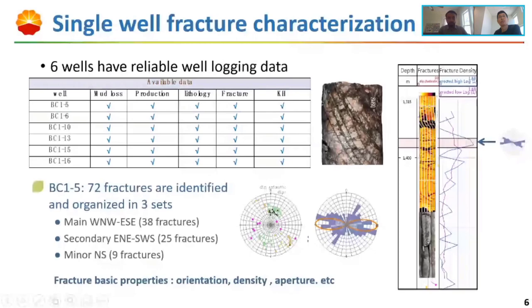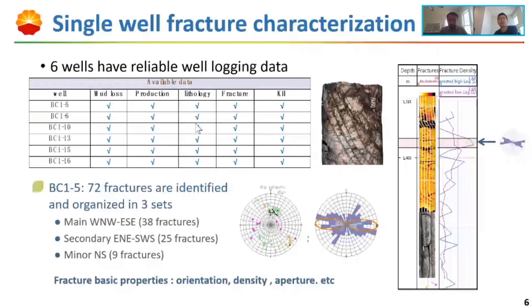So let's look at the information we had for the study. We talk about dozens of wells with production data, but in order to have a compelling representation of the static and dynamic behavior of these fractures, we had to have both at the well scale. So we select some key wells that had some dynamic data, such as mud loss and production, and also static data: lithology logs, fracture logs, and KH interpretation.